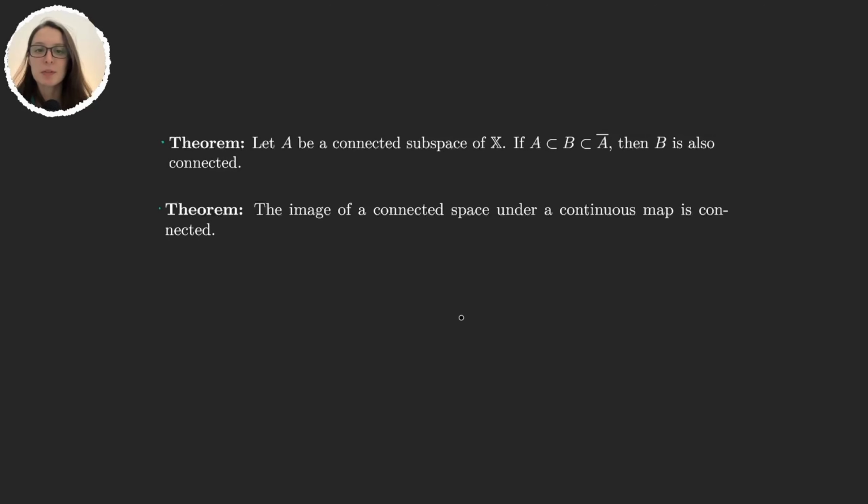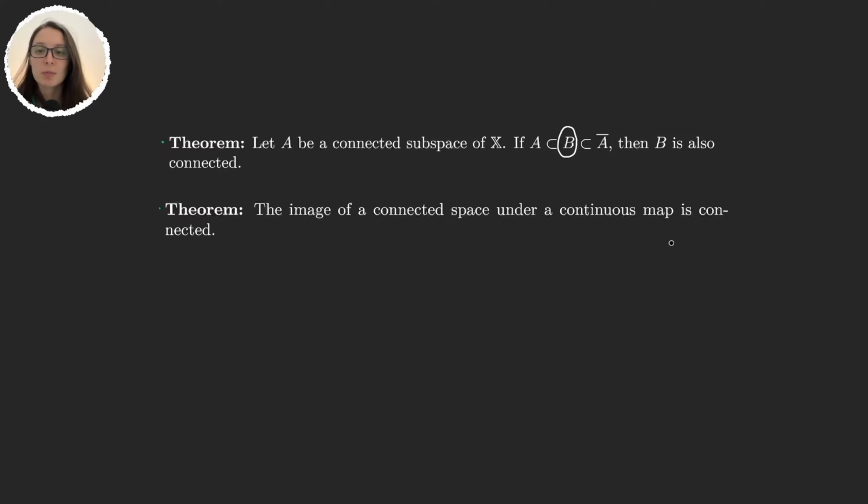In this video we're going to talk about these two theorems that give us some properties about connected spaces. The first one is that given a connected space, if we have some set that is in the middle between A and its closure, then that set must be connected. And the second one is that the image of connected spaces under continuous mappings are also connected.